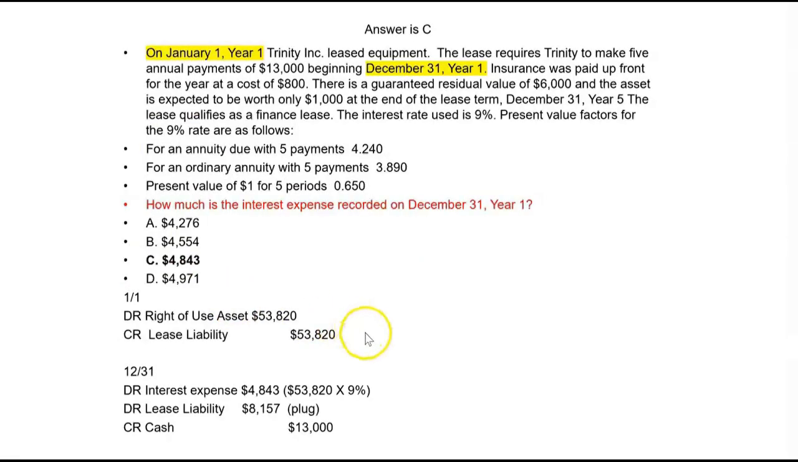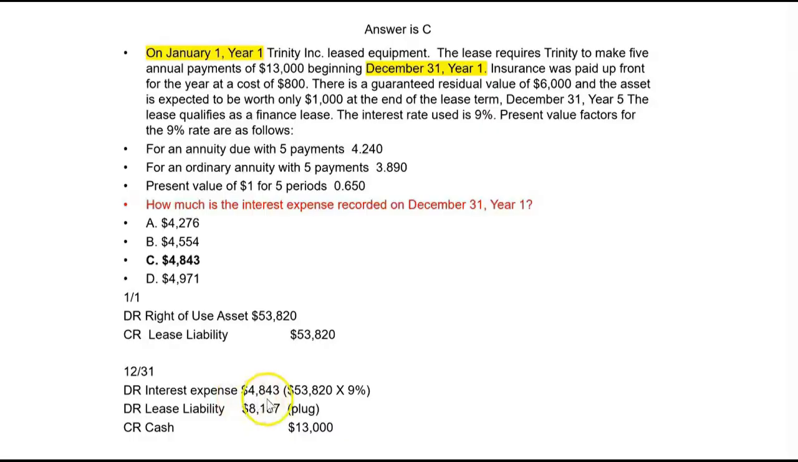So we carried a lease liability balance of $53,820 all year, from January 1st right to the end of the year. So we'll multiply that times 9%, and the interest expense is $4,843, which is letter C. Notice that under finance lease rules, we separately recognize that interest expense. There it is in the journal entry.